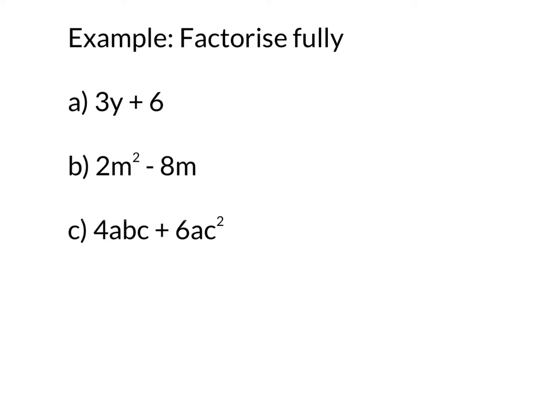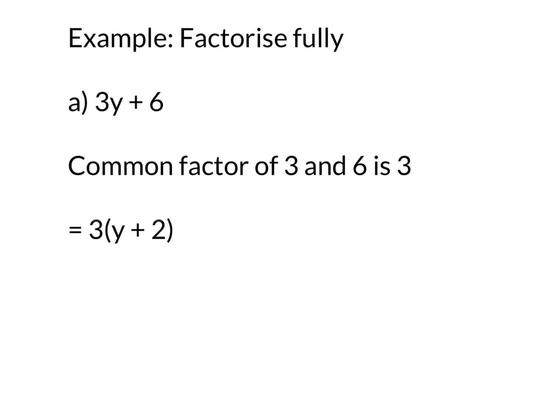Here are our examples. So we're going to factorise fully, which means that you must take everything out the front. And I'll explain it. The first one's only got one thing that we can factorise, but the second and third examples have multiple things that we can. And we've got to take everything when it says factorise fully. So here's our first one.